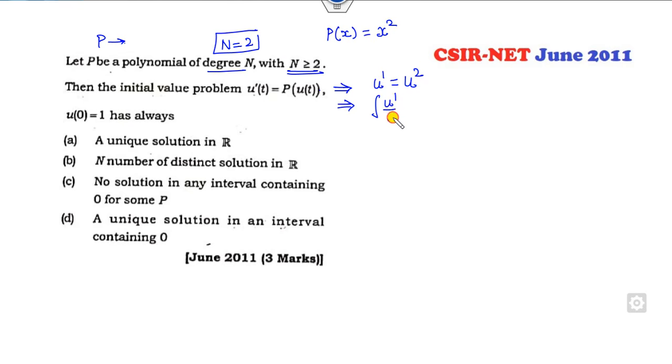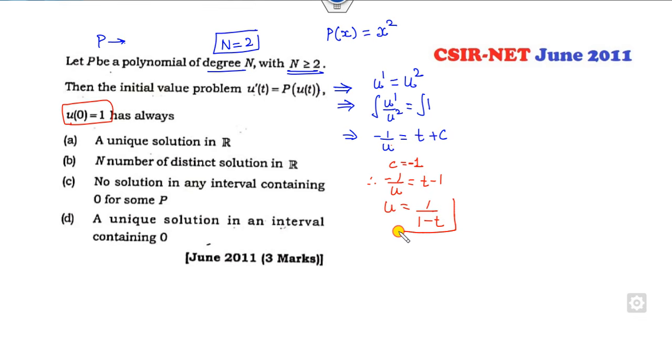I can integrate them. This is 1, and this is with respect to t. So it is minus 1 over u equals t plus c. Now u of 0 is 1, so what is c? C is minus 1, because at 0 the value is 1. Therefore minus 1 over u is t minus 1, so u will be 1 over 1 minus t. Fine. Now clearly this solution exists for all t, but it is not equal to 1. So look at that, a unique solution.